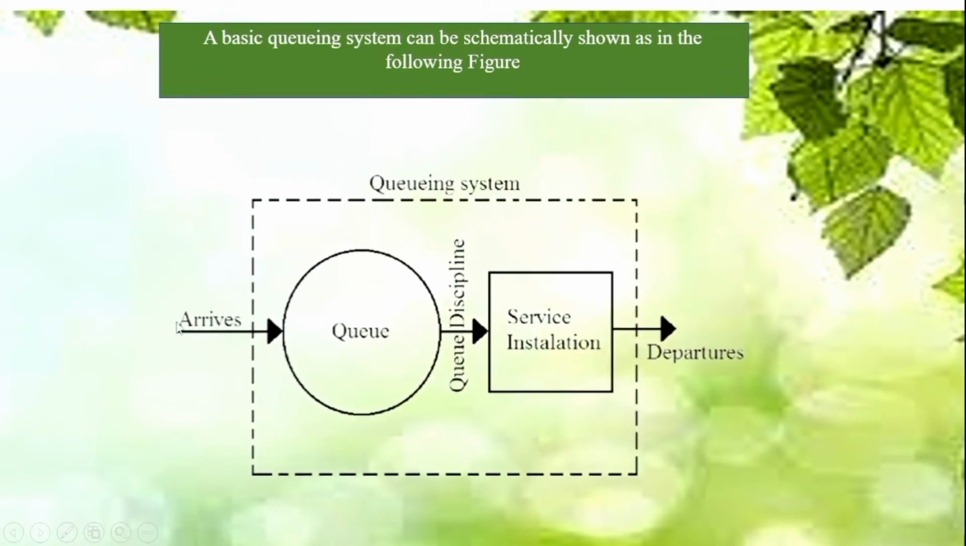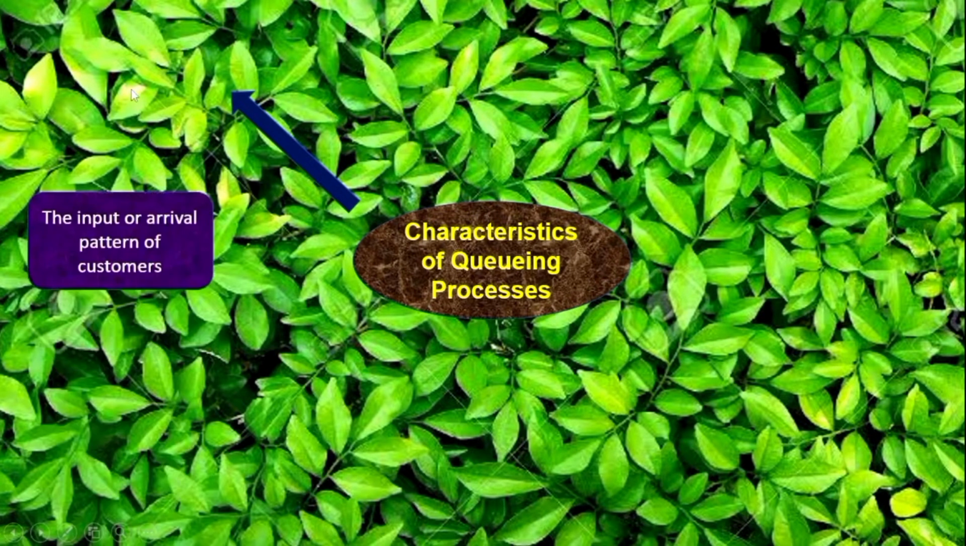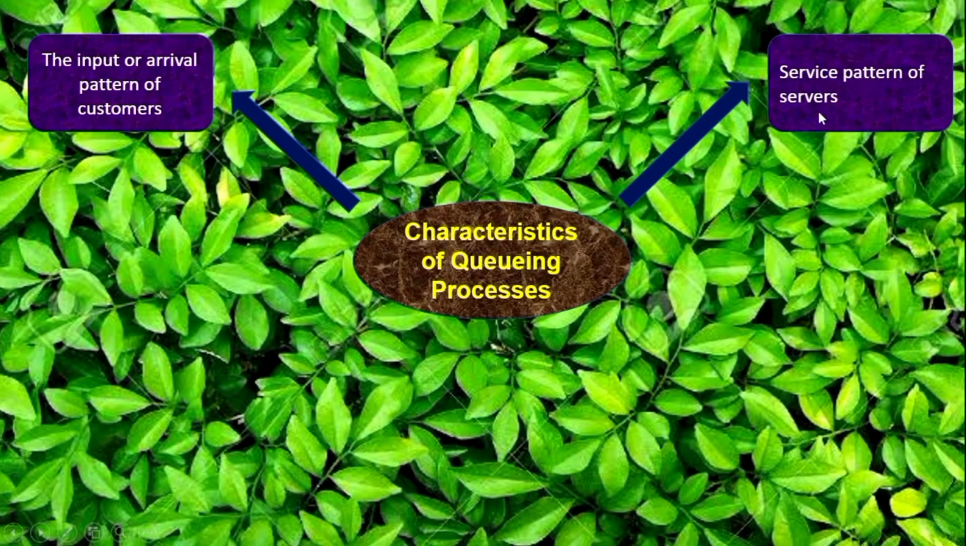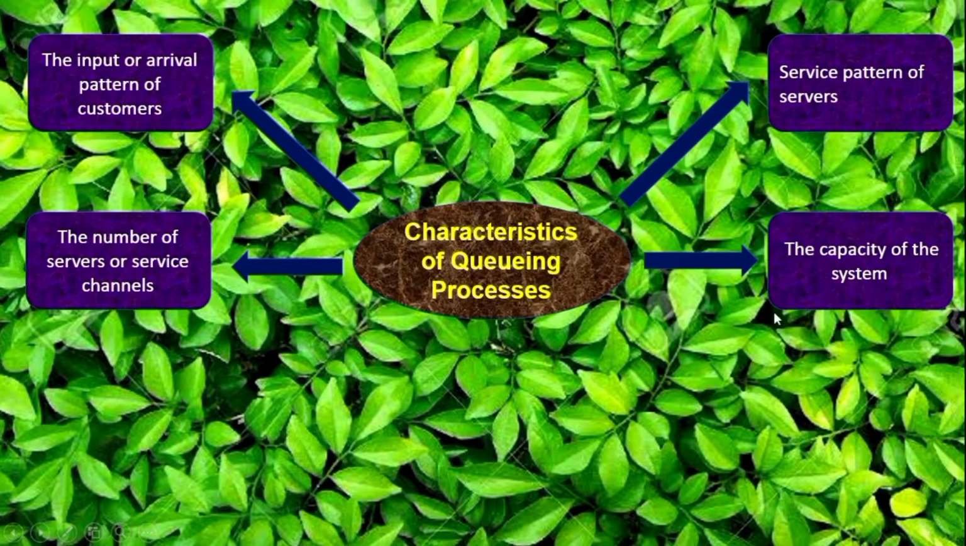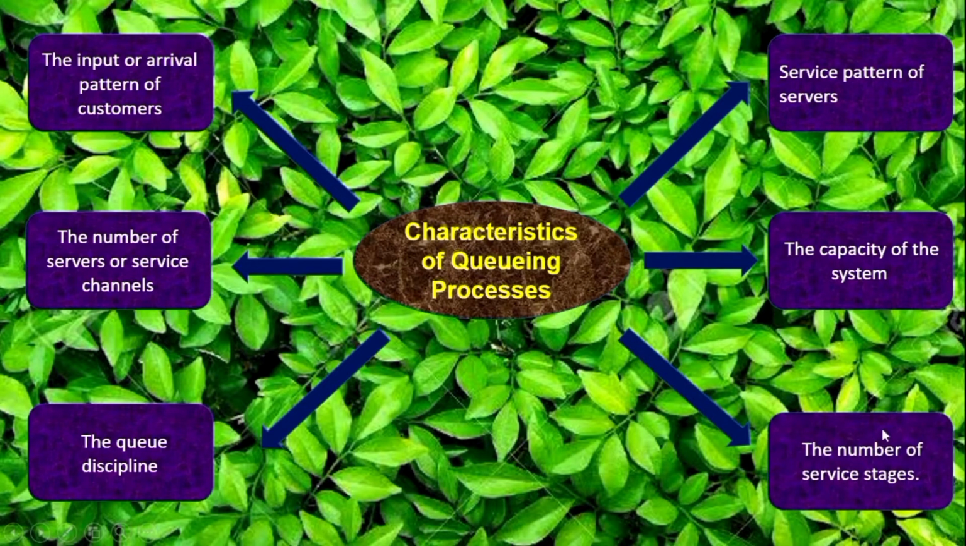The arrival, that is a customer, enters into the queue, follows some queue discipline, gets service and then departs. The full process is called a queuing system. The queue has some basic characteristics. That is, the input or arrival pattern of customers, the service pattern of the servers, the number of servers or service channels, the capacity of the system, the queue discipline, and the number of service stages.